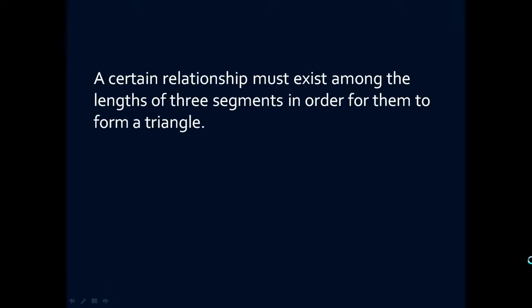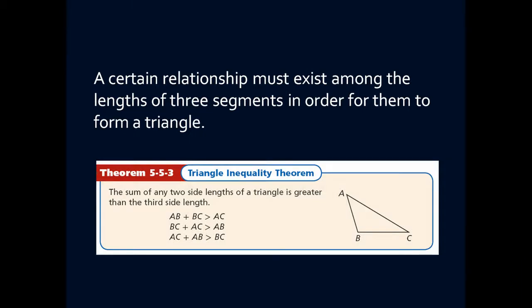A certain relationship must exist among the lengths of the three segments in order for them to form a triangle. Theorem 5-5-3, the triangle inequality theorem, states the sum of any two side lengths of a triangle is greater than the third side length. So AB plus BC has to be greater than AC. BC plus AC must be greater than AB. AC plus AB has to be greater than BC.